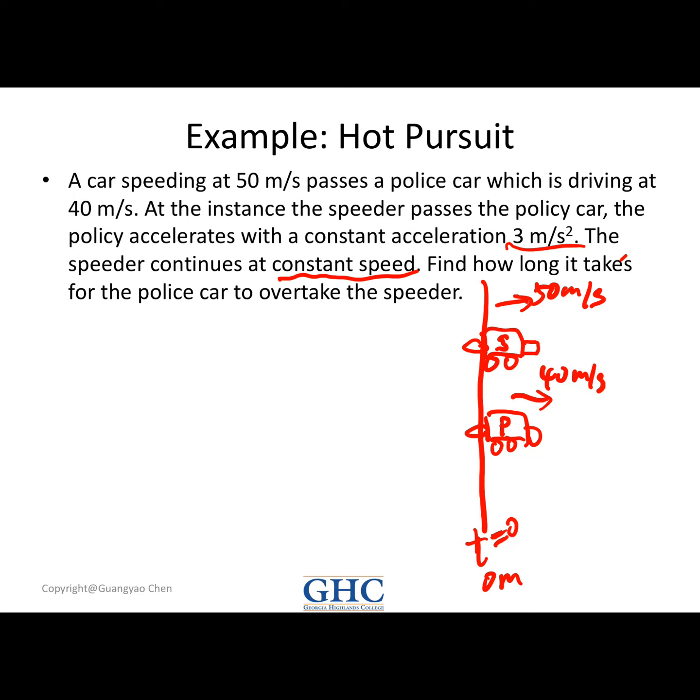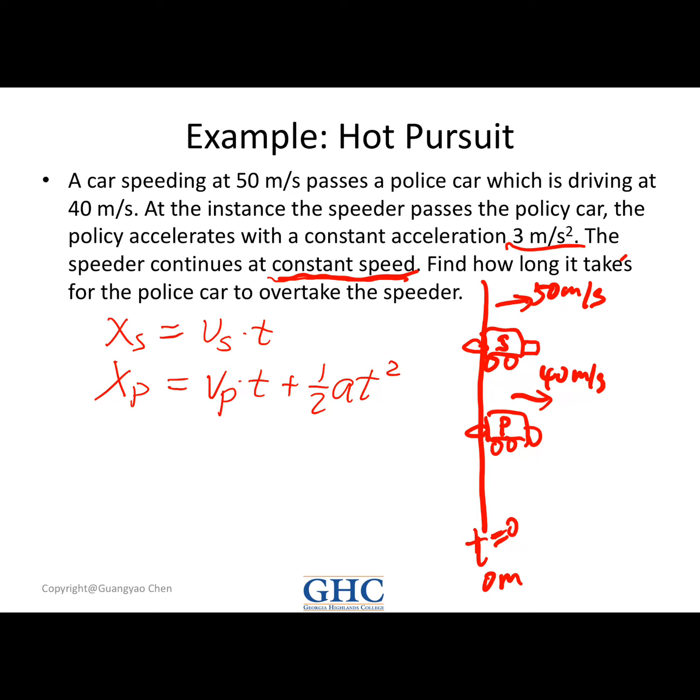So we want to find the position of the speeder as a function of time, because the speeder is doing constant speed motion. So its position would simply be speed times time. Now for the police car, it is the initial velocity of the police car, which is 40 meters per second, times t, plus 1/2 a t squared, because it's doing constant acceleration motion. So that's the position of the police car.